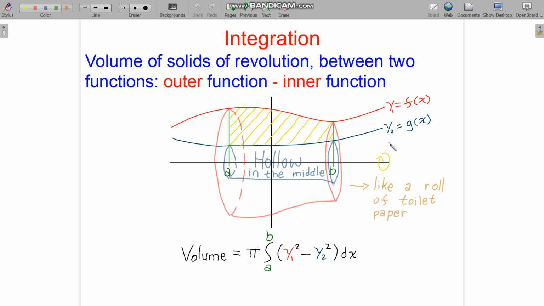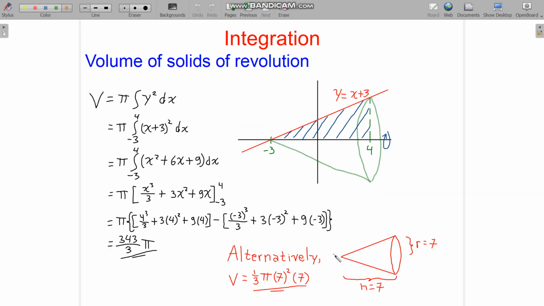So we have here the volume when we rotate this area 360 degrees about the x-axis. So this is hollow inside here, and we do the outer radius or the outer function minus the inner function. Yeah, it's like a roll of toilet paper.